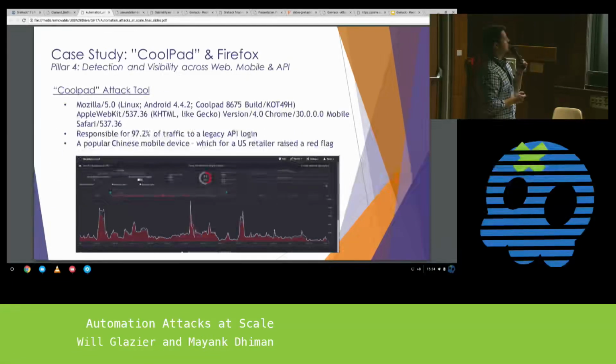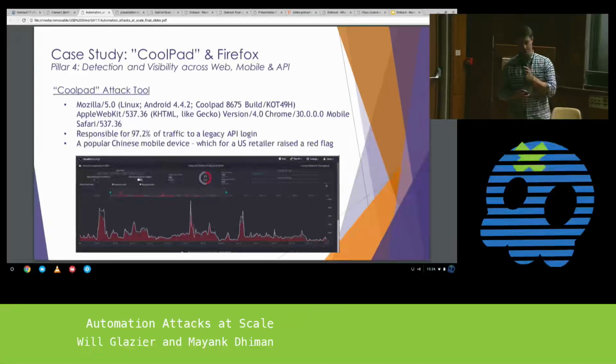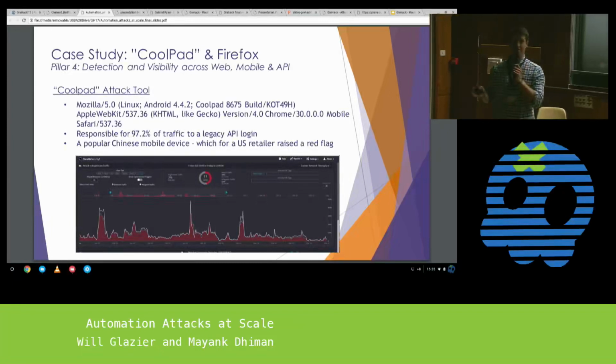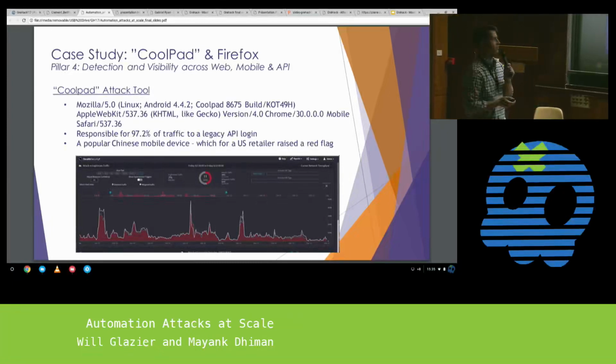So here's an example of a tool that was hitting a legacy API of another retailer. In this picture here, again, I apologize for it being so blurry, it was responsible for 97% of traffic to a legacy API login. So honestly, this provider was better off if they had just shut down this thing than keeping it alive. It was costing them more to maintain than it was worth.